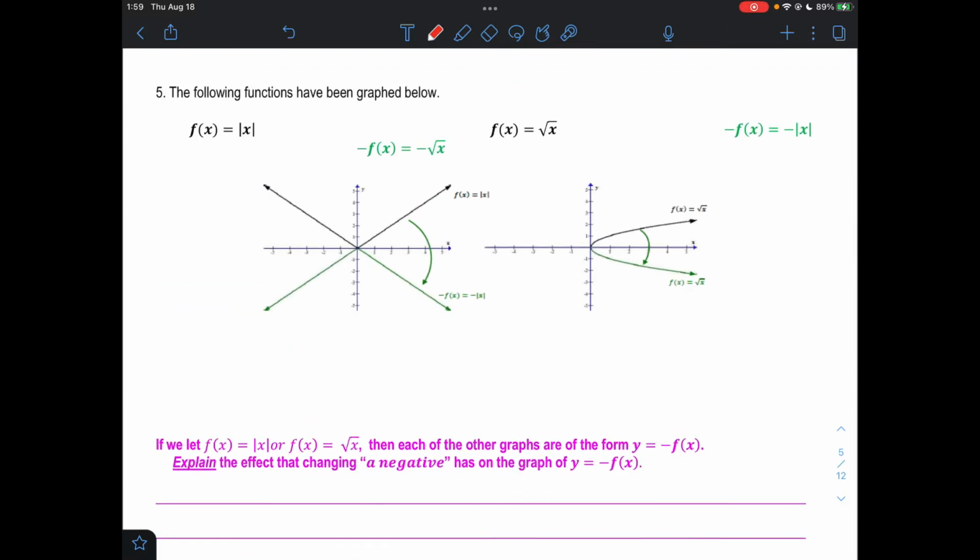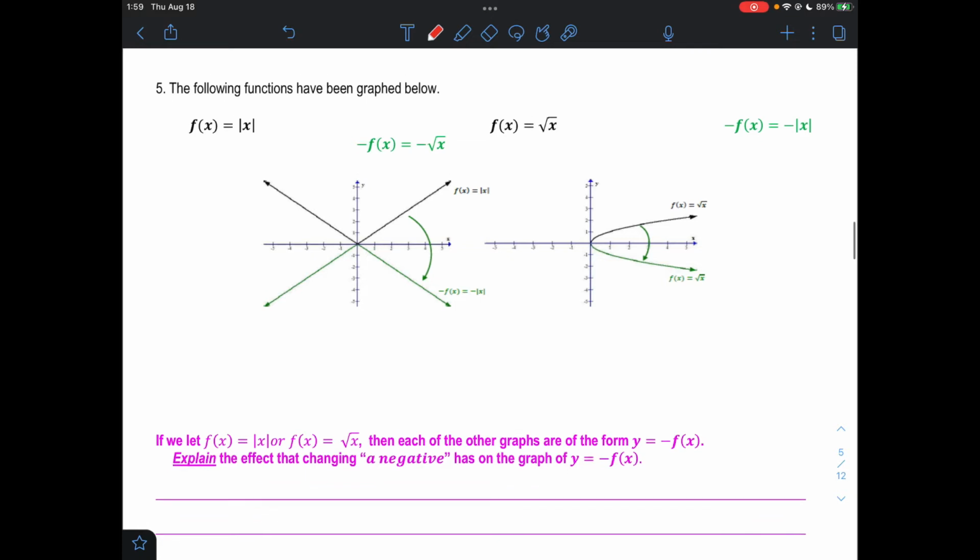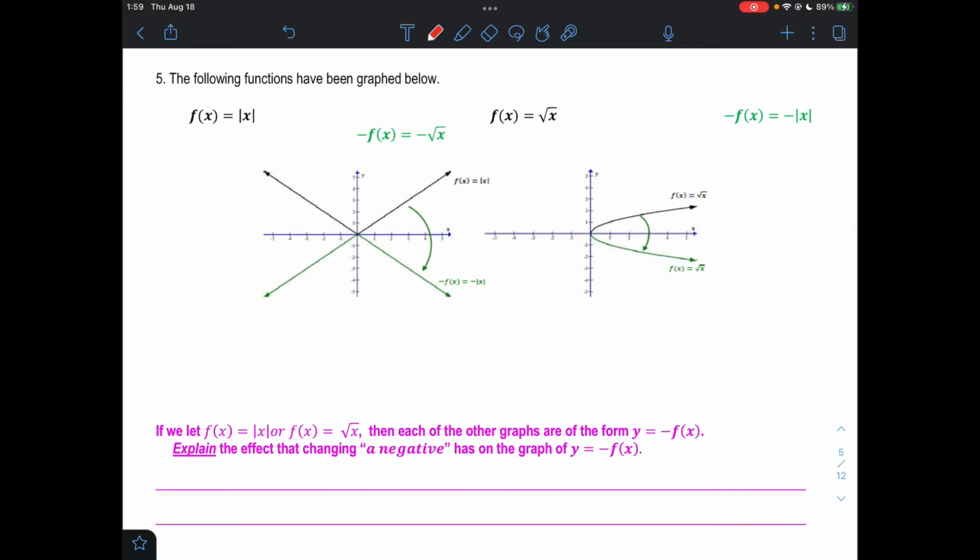Fifth one, the following functions have been graphed below. We have the absolute value of x and the square root of x, and you can see what happens if we multiply outside the function by a negative sign. This is called a vertical reflection, in other words, a reflection about the x-axis. So we flip it over the x-axis. The other word for reflect would be a flip. Sometimes we just call it a flip, but the mathematical word we use is reflect.